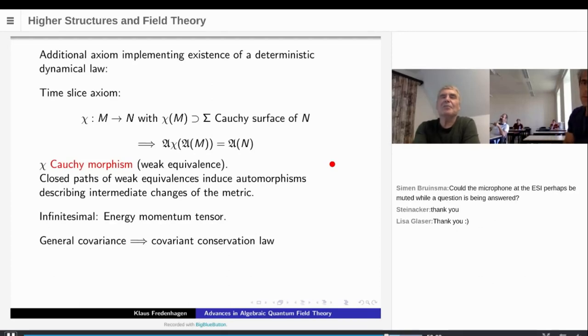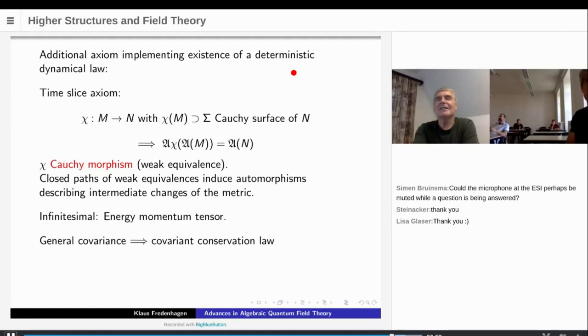It comes from this freedom of embedding spacetimes into each other. Of course, there's this restriction that you admit only embeddings which preserve the metric and the causal structure, but the spacetimes which you embed can be arbitrarily small. So at the end, only the germ of the metric enters. And of course, when you do this in perturbation theory, then you replace the germ by some jet of finite order.